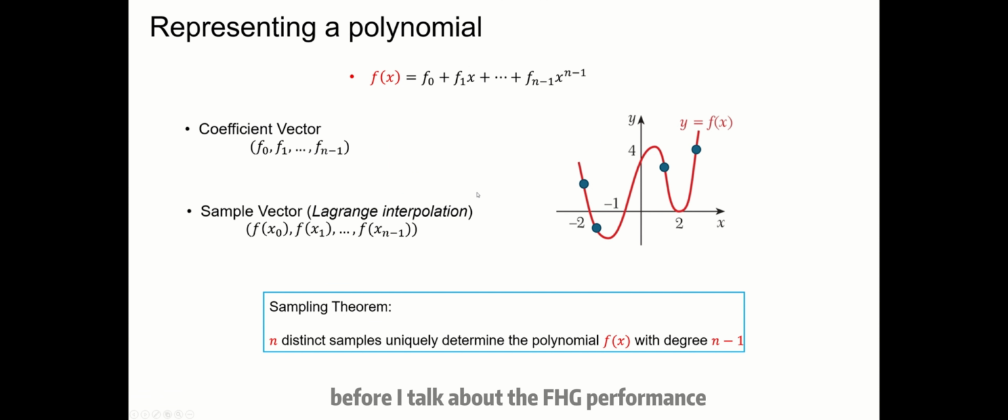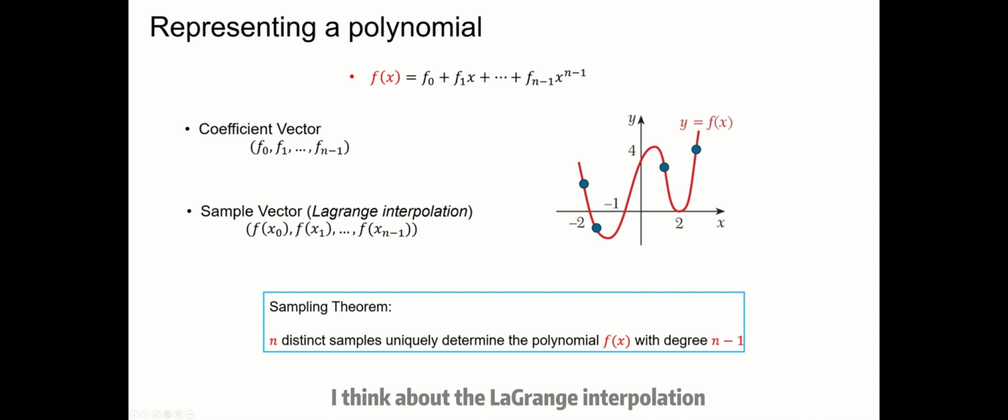Before I talk about the FHE performance, I want to discuss a very important preliminary about the polynomial, that is, how we represent a polynomial f(x). So a natural and straightforward representation is to use the coefficients as a vector, called the coefficient vector, to represent the polynomial. However, we can have another form of representation called the sample vector.